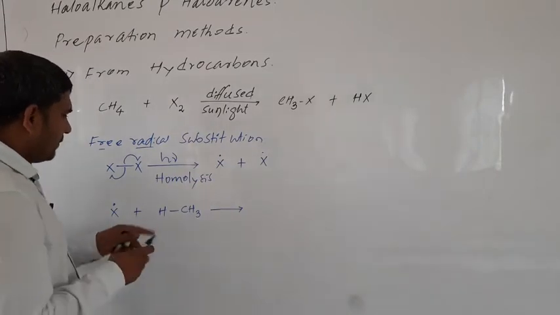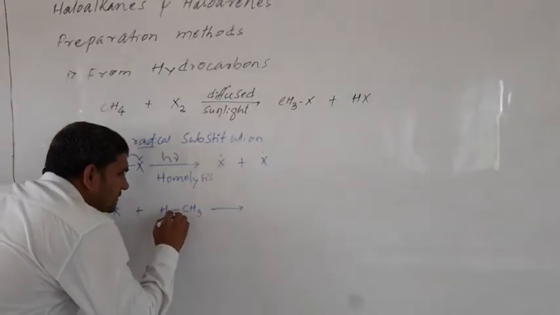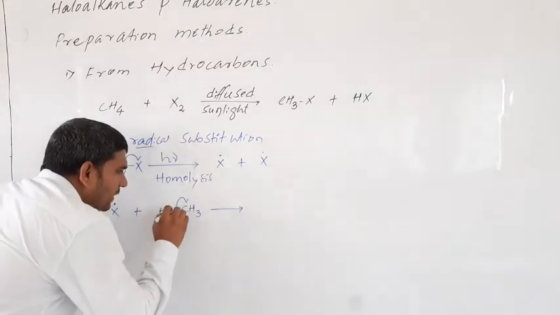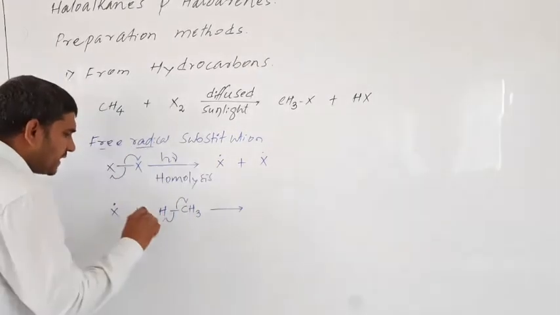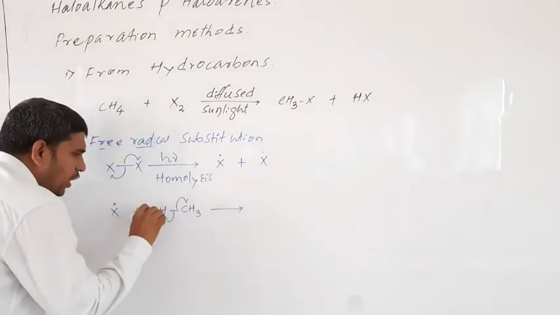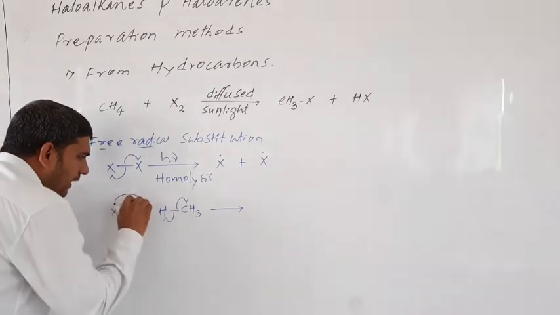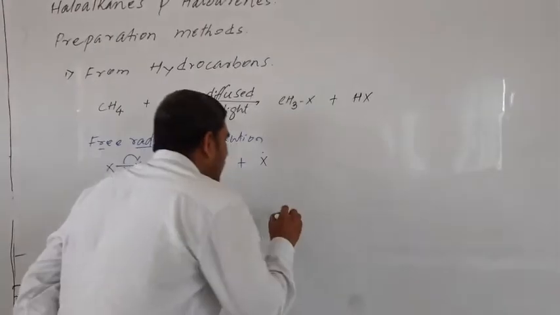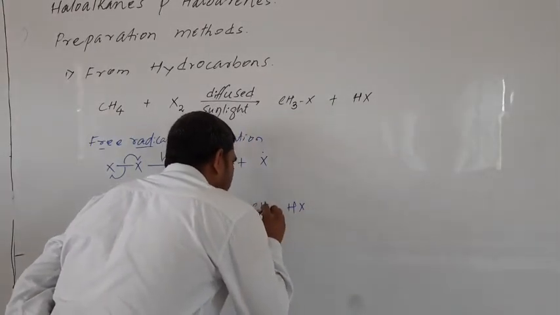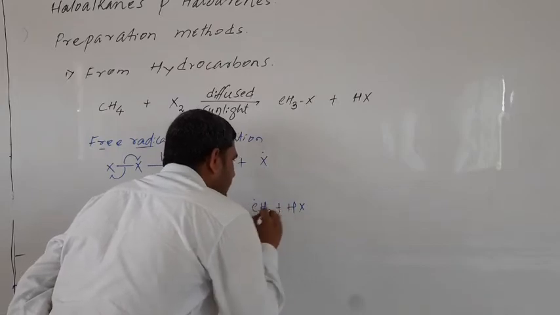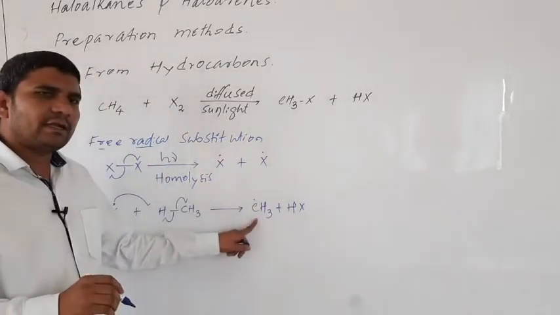Okay. How does this process take place? Listen carefully. Over here also there is a homolysis, homolytic cleavage. Now this H dot combines with X dot to form HX. Methyl free radical is generated.